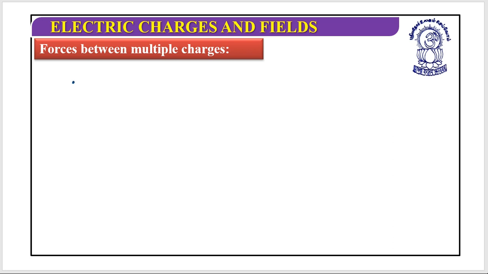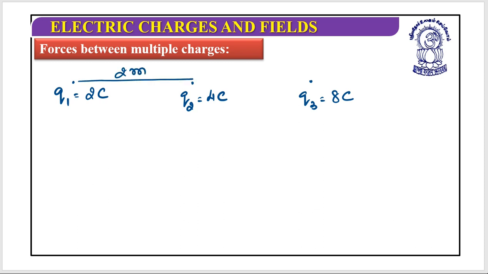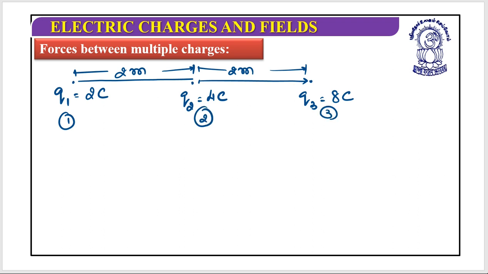Let's say this is Q1, which is 2 coulomb. This is Q2, which is 4 coulomb. This is Q3, which is, let's say, 8 coulomb. Separation between the first two is, let's say, 2 meter, and separation between the next two is again 2 meter. I am giving symbolic numbers: Q1 as 1, Q2 as 2, and Q3 as 3.